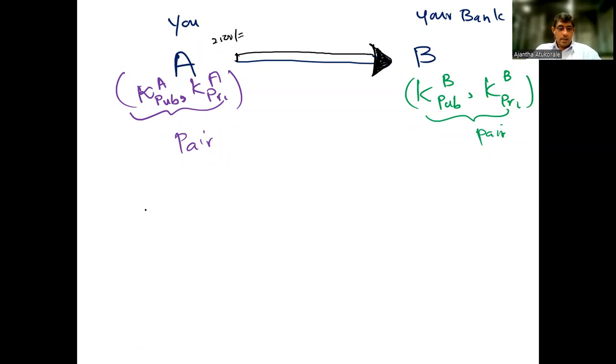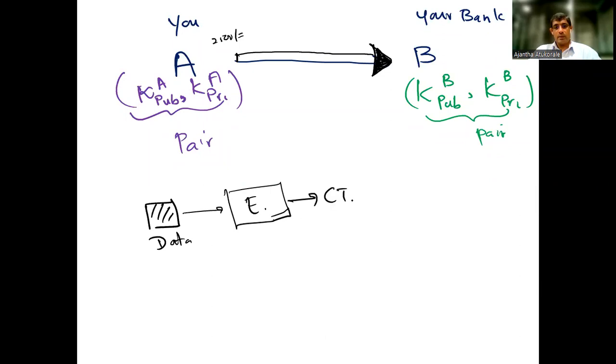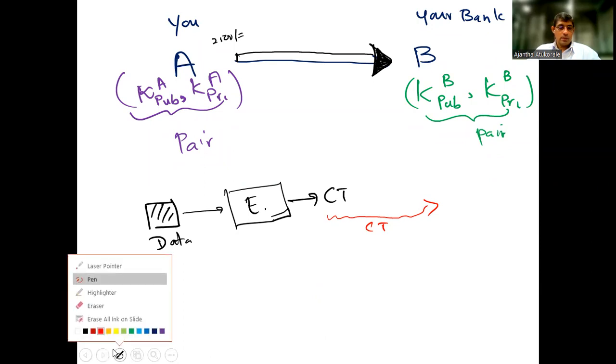Then we have data. Data can be anything, so the data here is some transaction. We can't just send it like that, so we have to give it to the encryption algorithm. I put here encryption E, and once we do that, we get ciphertext. The ciphertext is what will be sent over the network. And then I'll draw the second scenario, the receiving side.